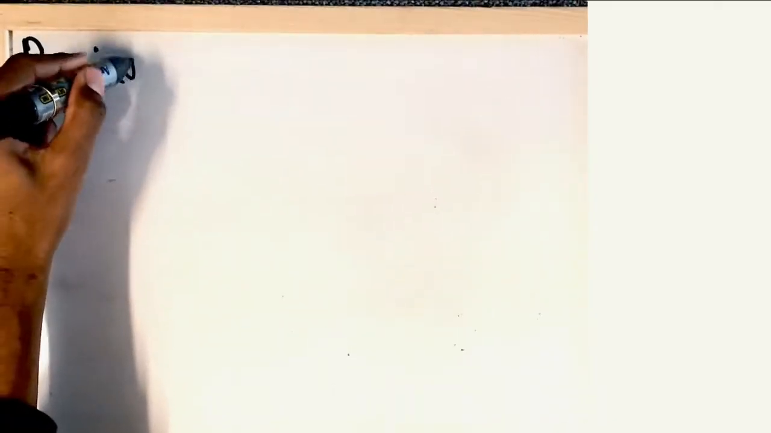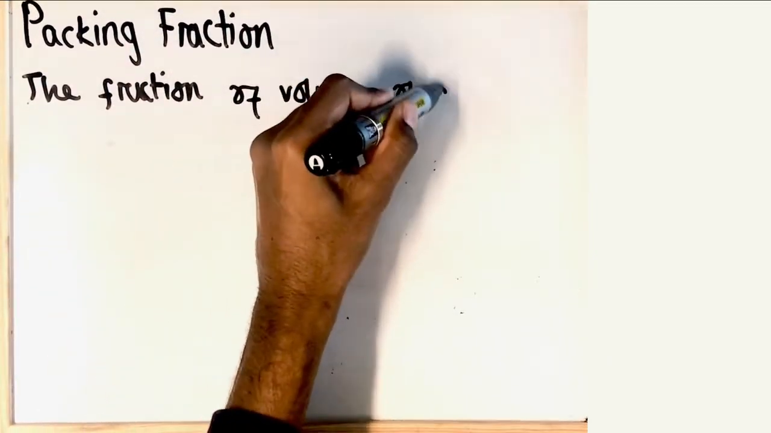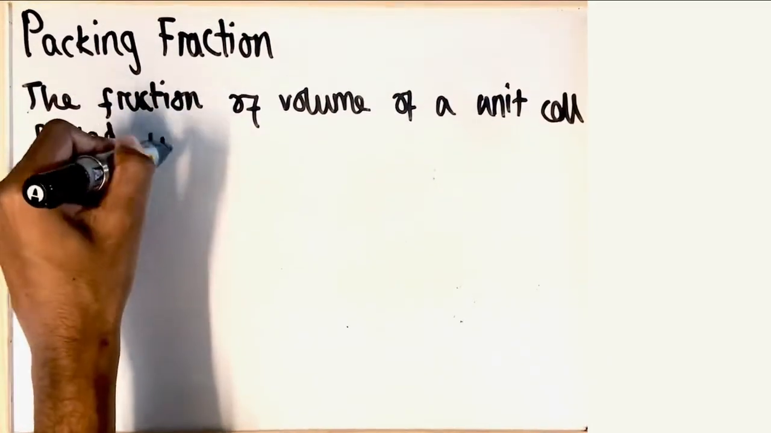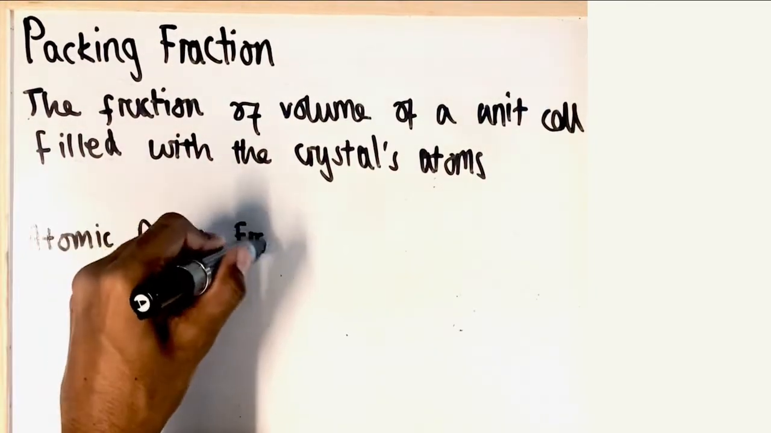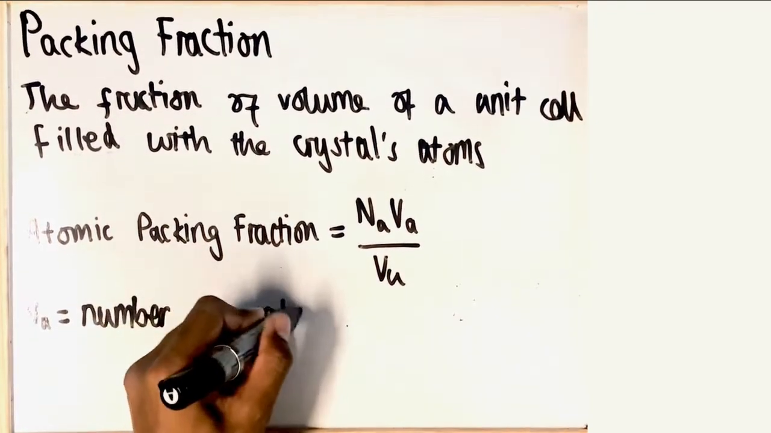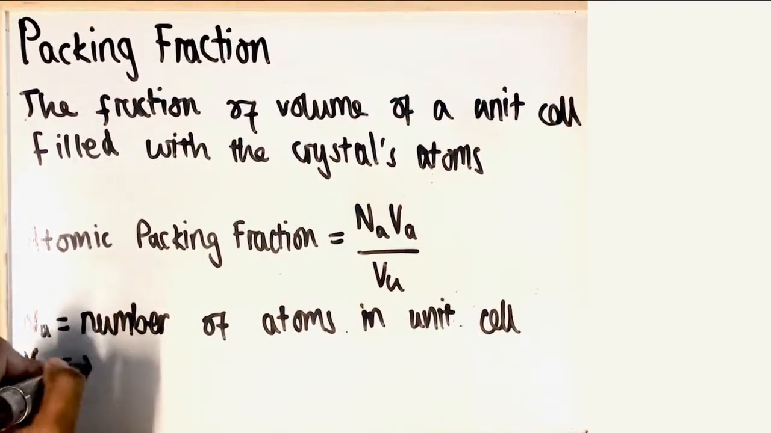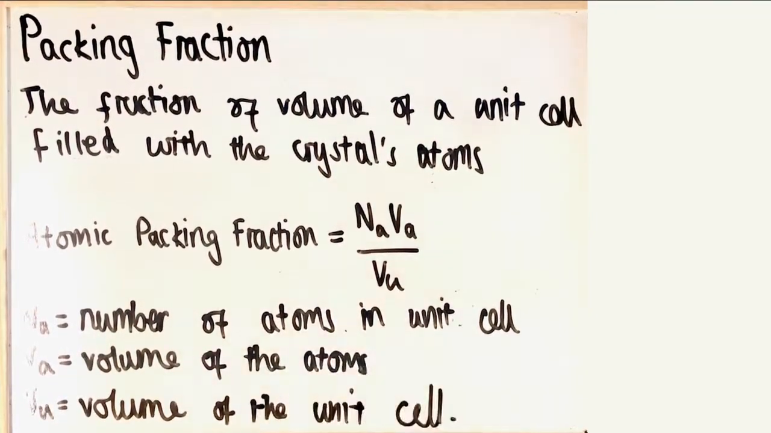So what is a packing fraction? An atomic packing fraction is the proportion of volume of a unit cell that is occupied by the crystal's atoms. Mathematically, this is given as Na times Va over Vu, where Na is the number of atoms in a unit cell, Va is the volume of an atom, and Vu is the volume of the unit cell.